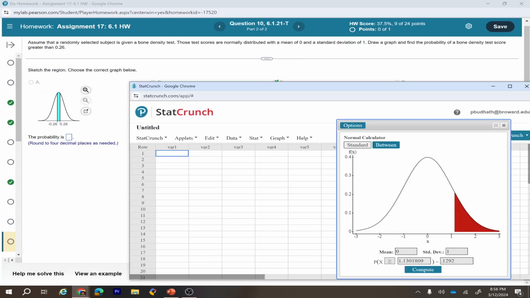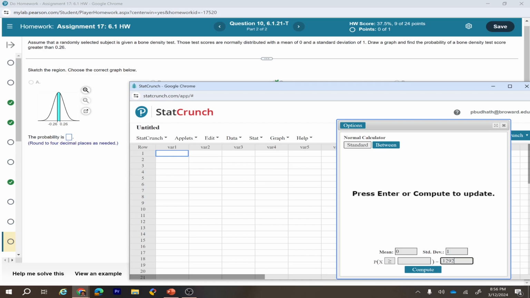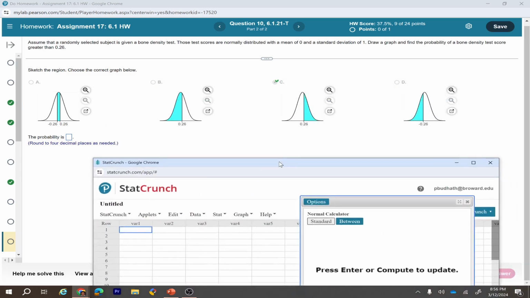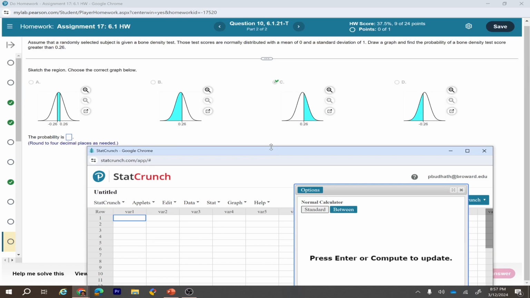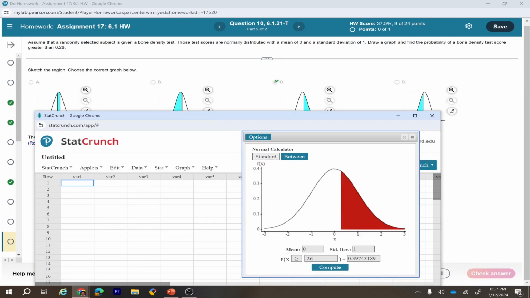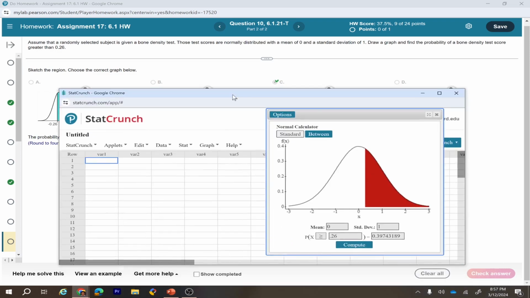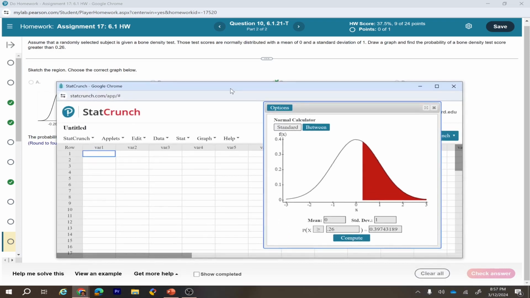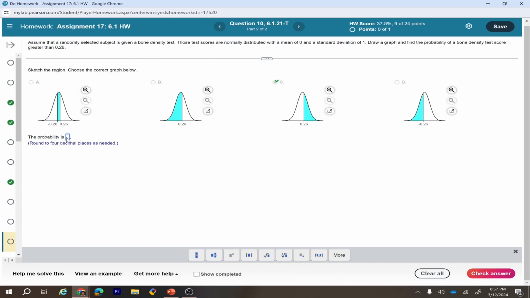You go to the normal calculator here, choose greater than, and put in the value 0.26. We need to find the area, because the probability means area. Then it gives you the area to the right side, which is 0.3974. Keep in mind, the area under the curve of the standard normal distribution is equivalent to the probability. So that's the answer.